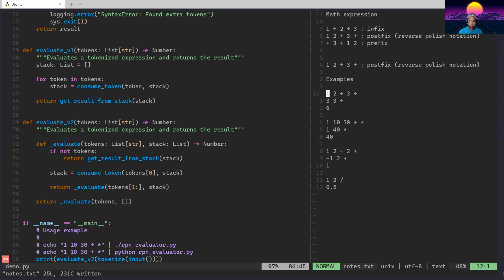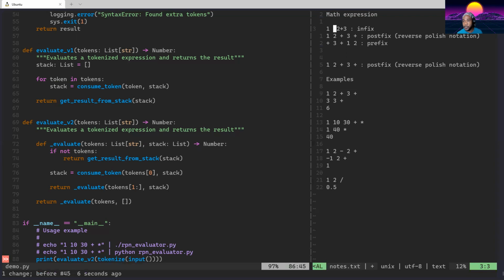So the input to this program, this RPN evaluator, is going to be a reverse Polish notation expression, a postfix expression like this, right? And notice the significance of the spaces between the operands and the operators, right? It carries a meaning, as opposed to in infix, where the space doesn't quite matter, right? Like this is the same.